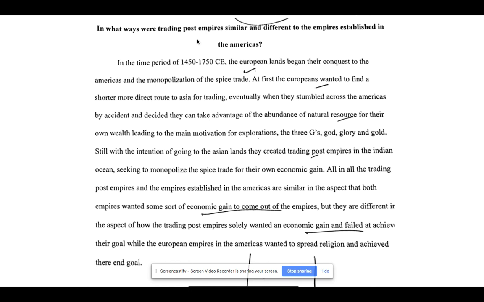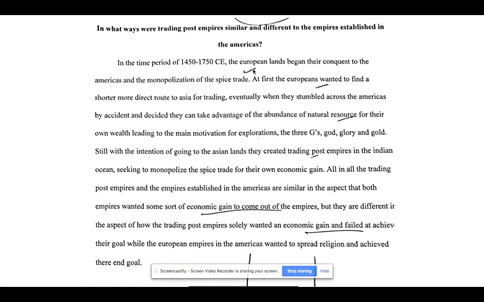The reason is, when you tie this back in, your thesis needs to address all components of the prompt. In order to score all the points, I need to make sure that you are mentioning the Americas as well as the trading post empires. You also need to make sure that you're mentioning similarities and differences. If those things are not present, you will not earn the full points.